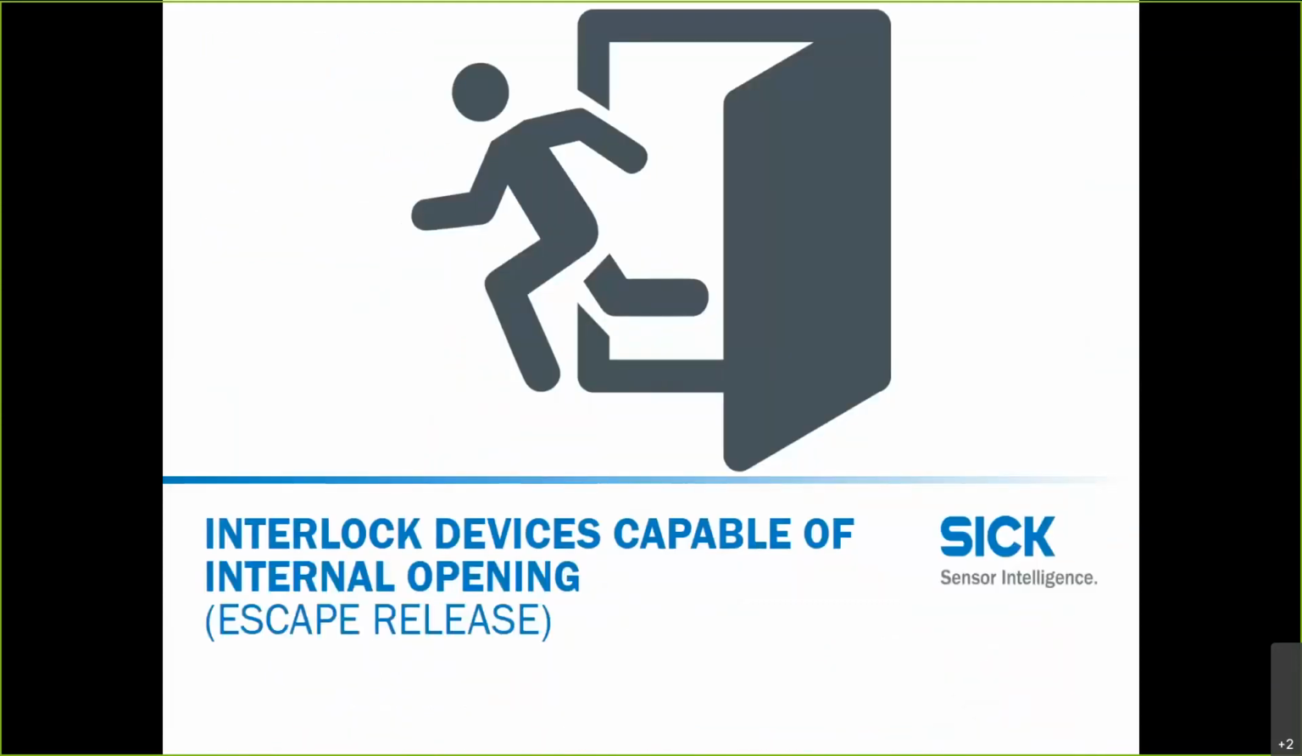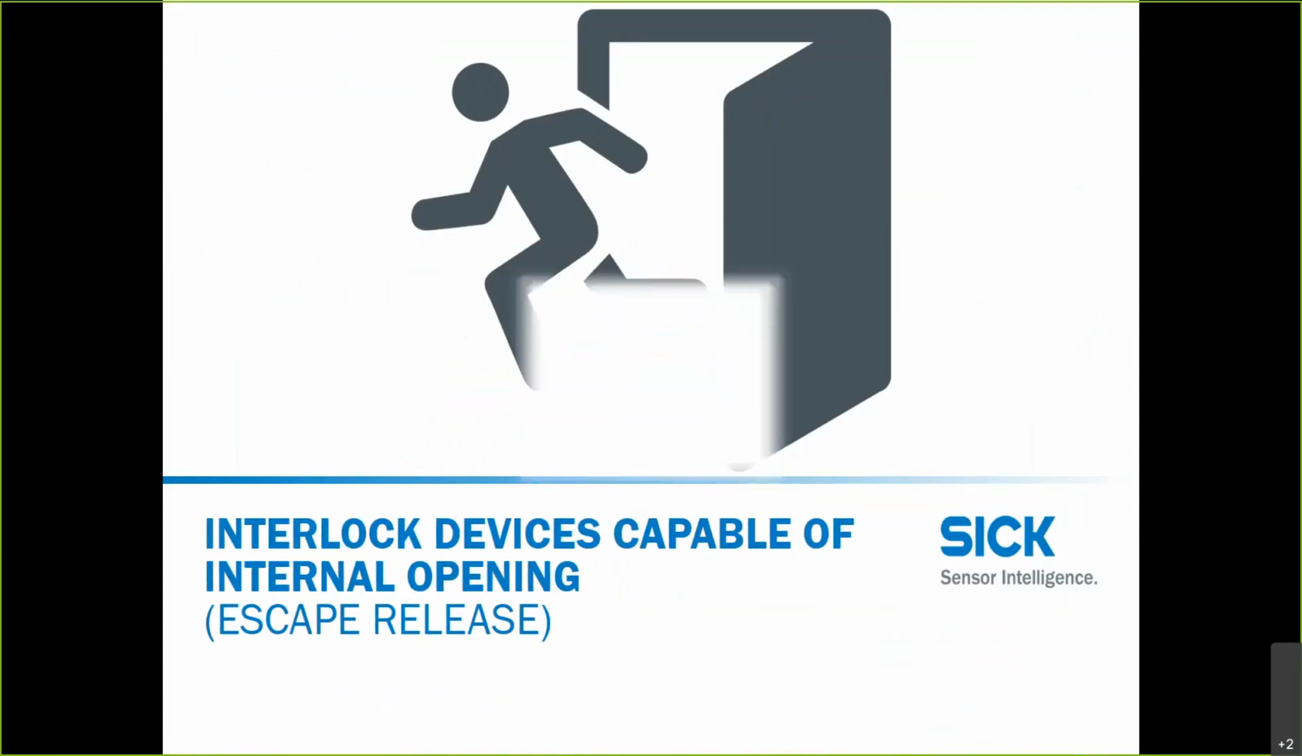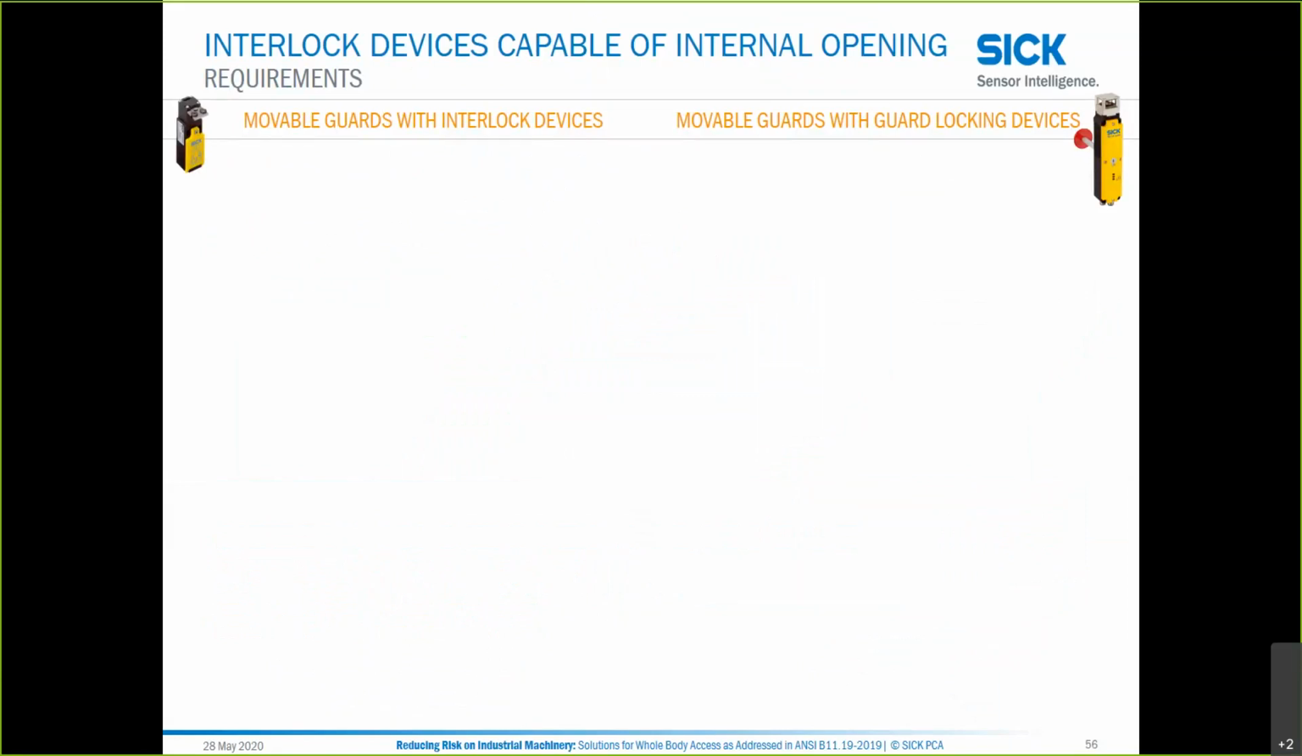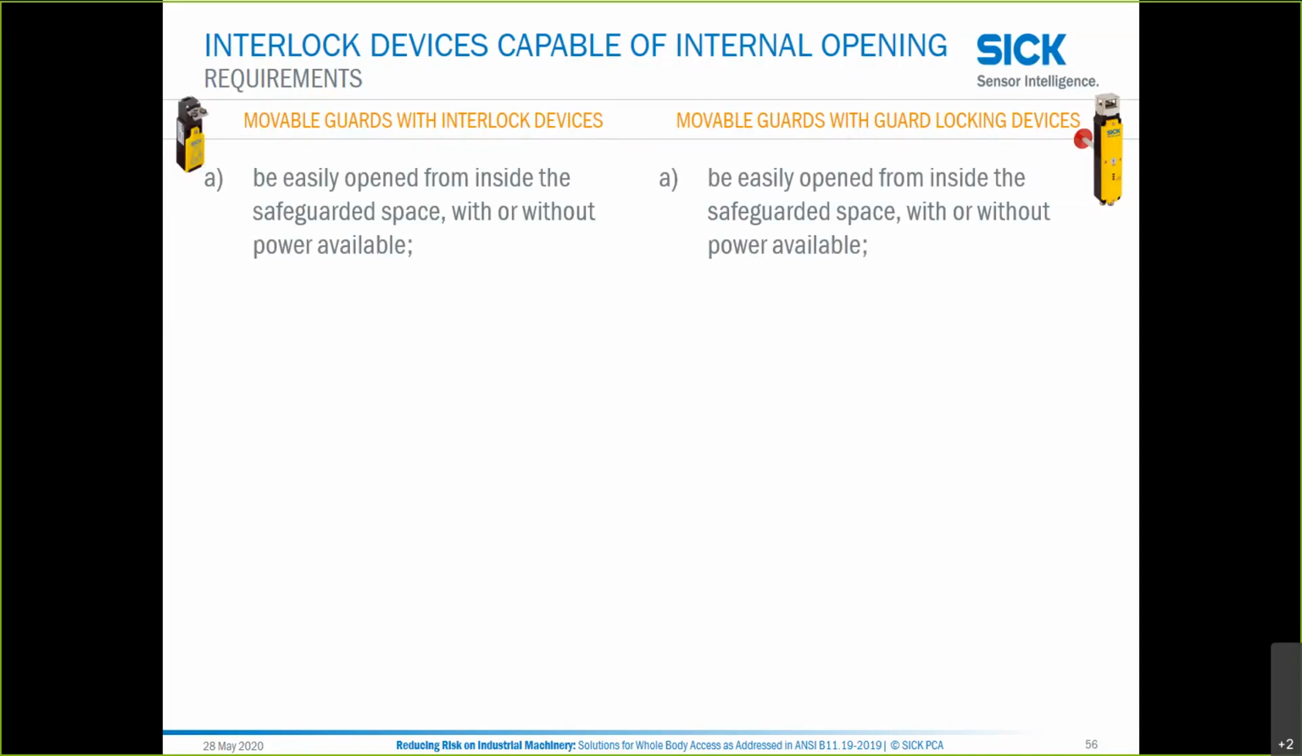Thank you, Kenji. So as we continue to work our way down, one of the measures I just spoke about was interlock devices capable of internal opening. This is also known as an escape release function, typically built into the device, but the entire application has to consider this. So when we talk about interlock doors, we could have simple interlock doors that initiate a stop when the door is open, or we could have movable guards that have guard locking devices so the door is locked shut until a safe condition is met, and then a solenoid is released that allows the door to open. In both cases, if we're using this to address whole body access, we have to consider both, either interlock devices or guard locking devices. In both cases, they have to be easily opened from inside the safeguarded space with or without power available.